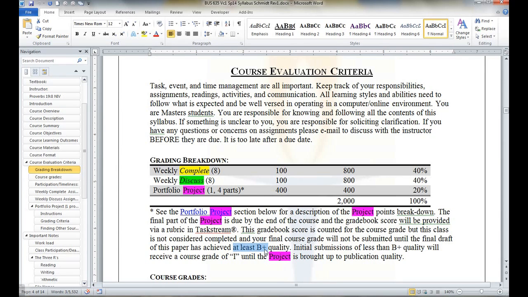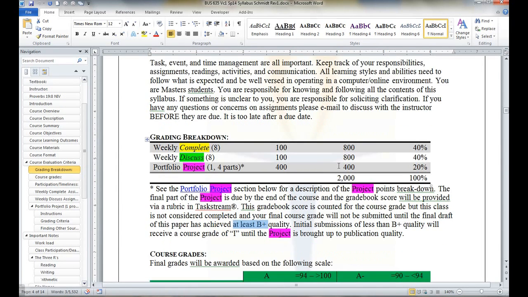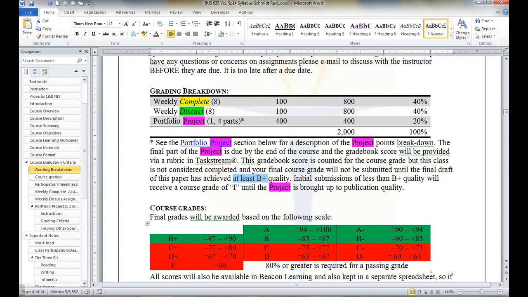If it's less than a B plus, and I don't have that open. Here it is right here. So less than 87%, then you're going to receive a grade of an I for the course. Now what that means is it's incomplete, and you have 30 days from the last day of the course, that's the academic policy of the institution, and during that 30 days you need to address whatever quality problems I define in the final draft to raise the level up to at least a B plus.